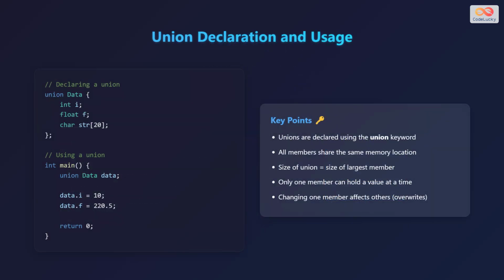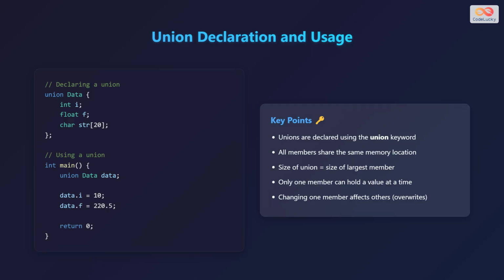Now let's look at how to declare and use unions in C. Unions are declared using the union keyword, similar to structures. All members of a union share the same memory location. The size of the union is determined by the size of its largest member. Because the memory is shared, only one member can hold a value at any given time. Changing the value of one member overwrites the values of all the other members.